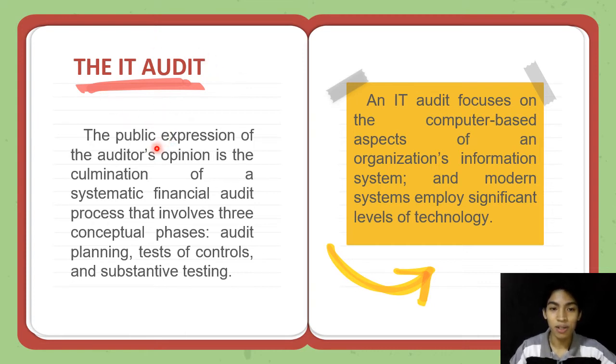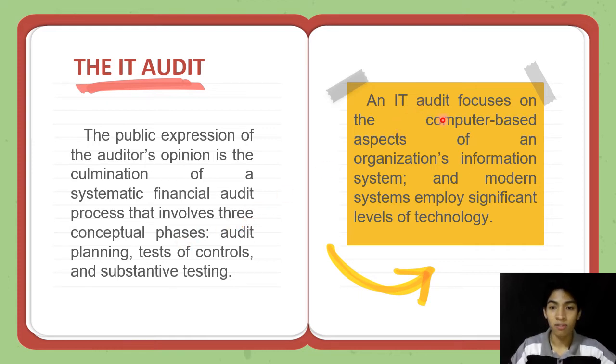Now, the public expression of the auditor's opinion is the culmination of a systematic financial audit process that involves three conceptual phases, and those are the audit planning, the tests of controls, and the substantive testing. Now, later on, we will be discussing these three conceptual phases.